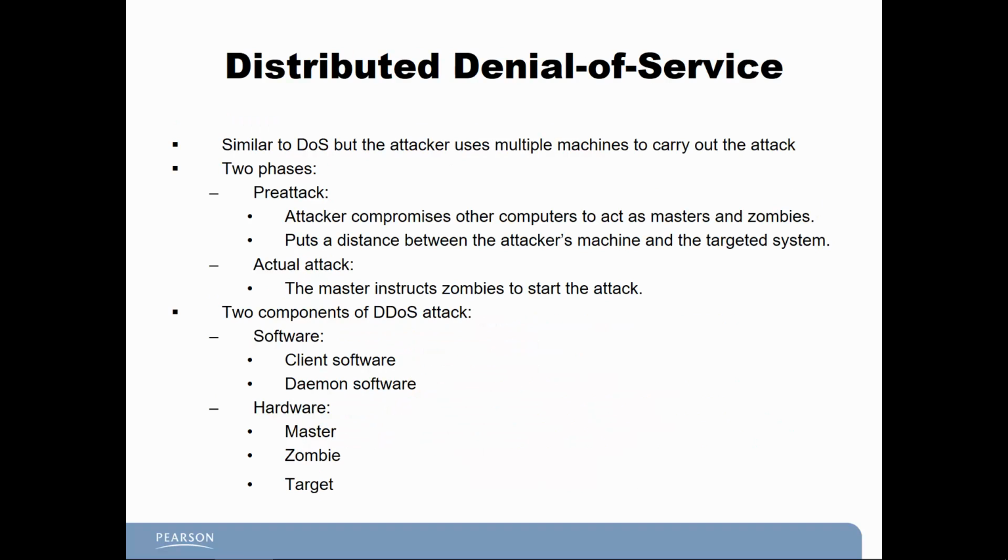You can also distribute this using a distributed denial of service attack. It normally comes in two phases, a pre-attack phase and the actual attack phase. In the pre-attack phase, the attacker compromises other computers to act as a master or a zombie. That way they can spread the load across multiple computers to target one device. The actual targeting of that one device is the attack phase. There are two main components for a DDoS attack, software and hardware. The software is the client software and the daemon software, while the hardware could be the masters, zombies, and our possible victim.